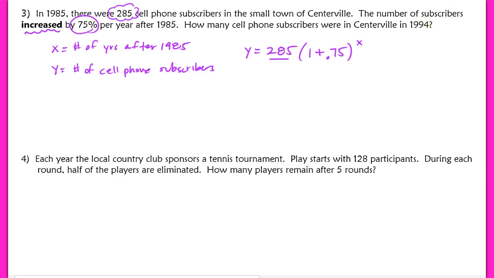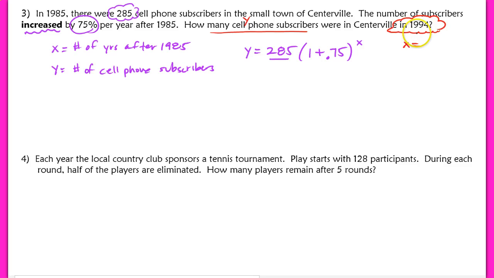Now, this question specifically asks how many cell phone subscribers were in Centerville in 1994. So this is saying if x is equal to a certain amount, what's the y output, right? Because we're looking for the y. How many cell phone subscribers would mean you're looking for the y. So this must be an x value.